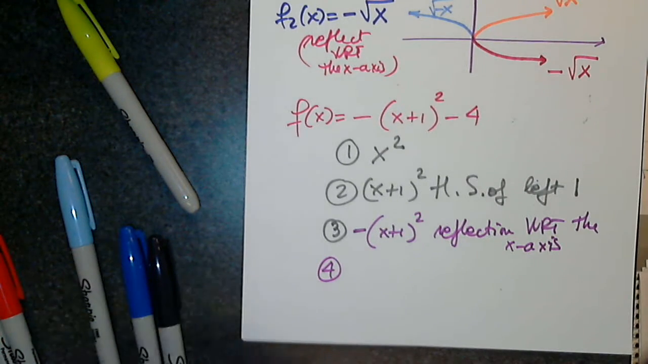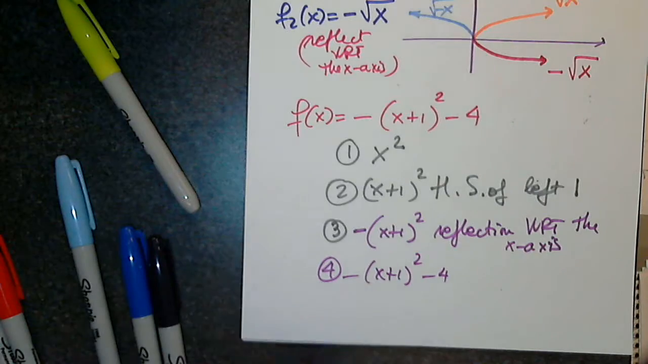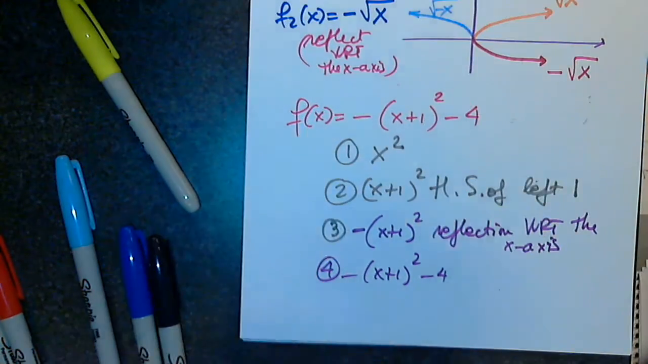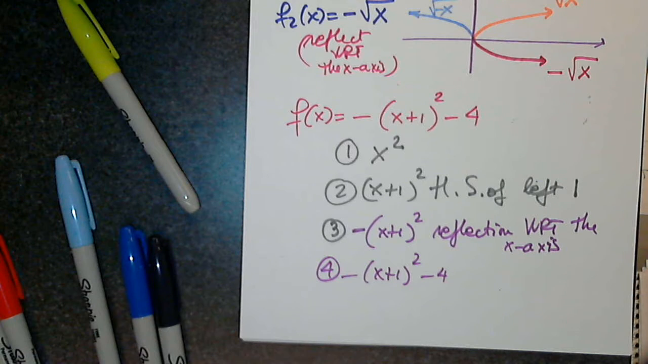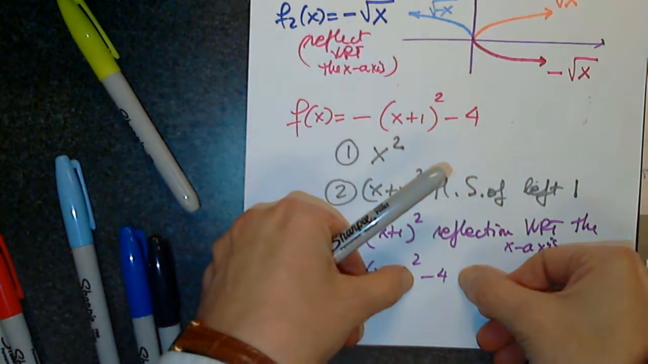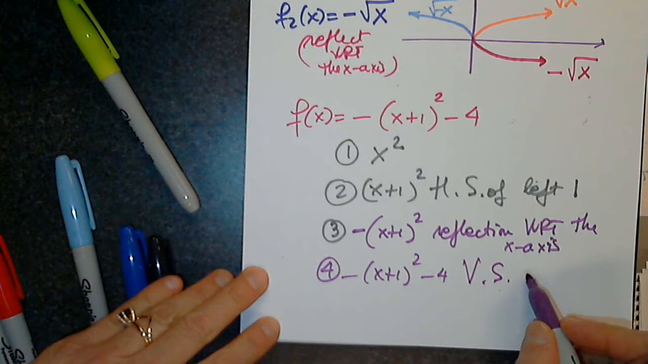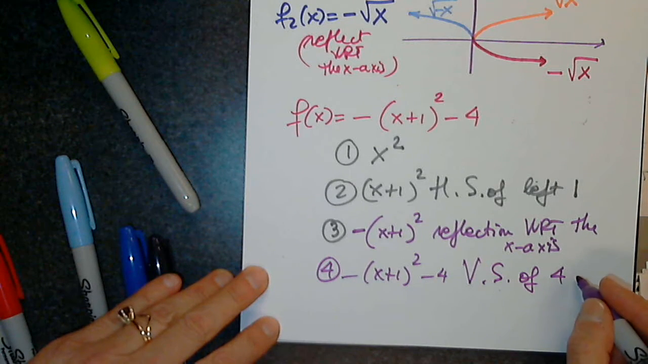Final step, function 4 is on function 3. I have to perform a transformation to get the final function, which is negative x plus 1 squared minus 4. What does this do to this one? Does it change x? Does it change y? What does it do? Exactly. Because still there is no change in x. But this negative 4 pops up. So I'm going this or this. Where? How many? Vertical shift of 4 or down 4. 4 down.